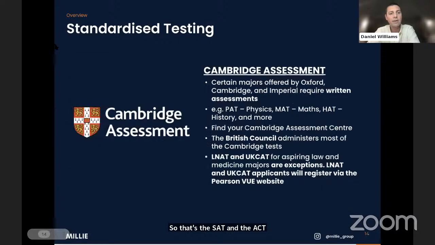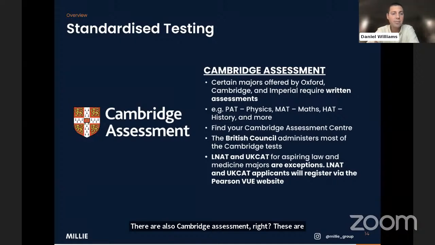There are also Cambridge assessments. These are other exams that you sometimes need to take if you're applying to certain schools in the UK. So certain majors offered by Oxford or Cambridge, and also Imperial. On the math and engineering side, Imperial sometimes requires these exams.